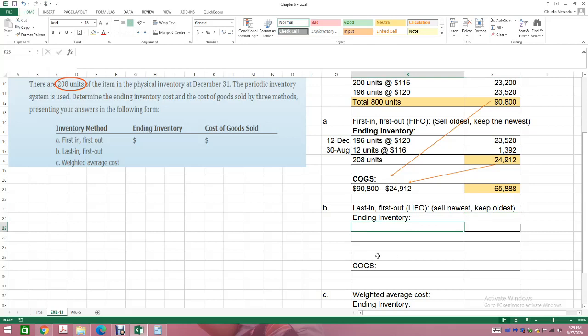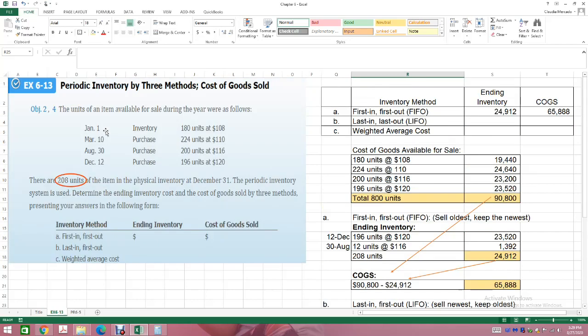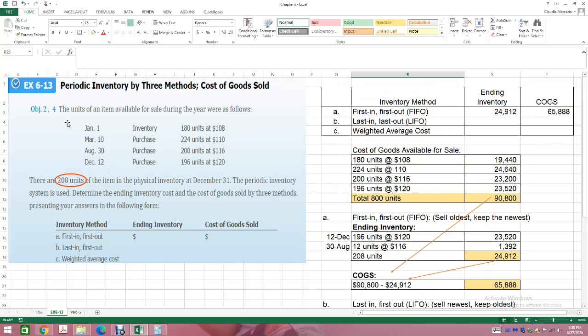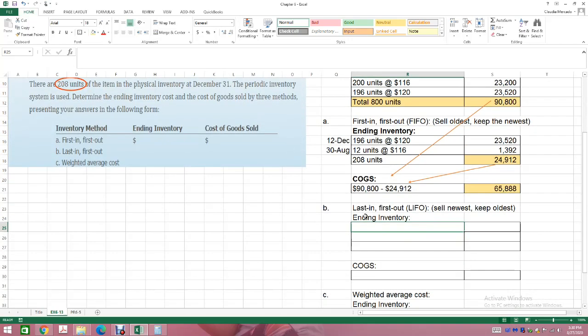Now you're going to keep your oldest units. So we're going to go back and see what my oldest units are, and my oldest units are my beginning inventory. That's what I had left over from last year. Because under the LIFO method, I keep my oldest and I sell my newest. I'm going to keep those still on my shelf. So I've got 180 units at 108. Those are my oldest. I'm going to keep those.